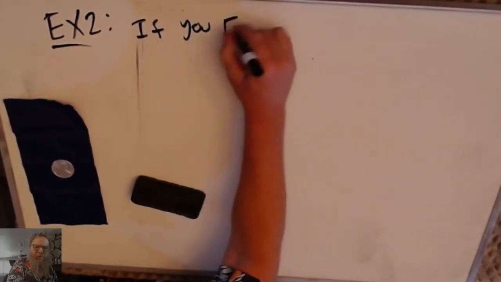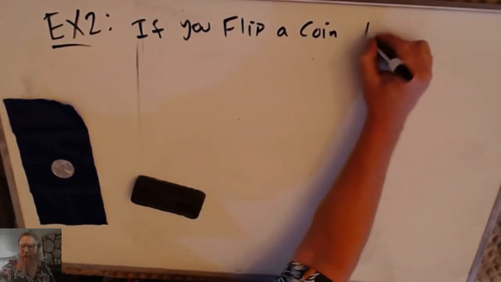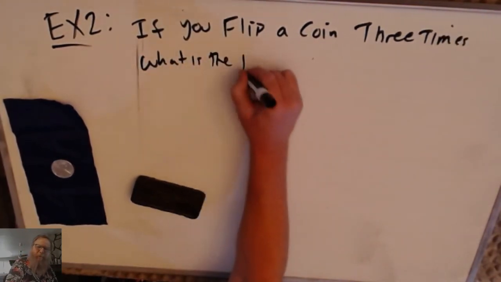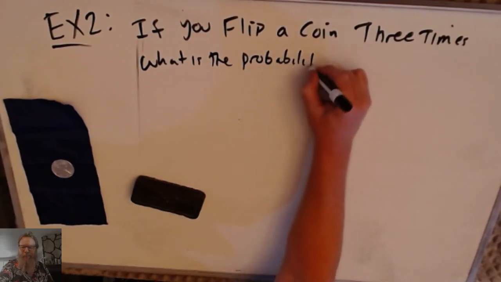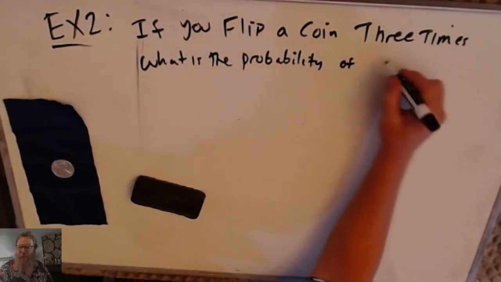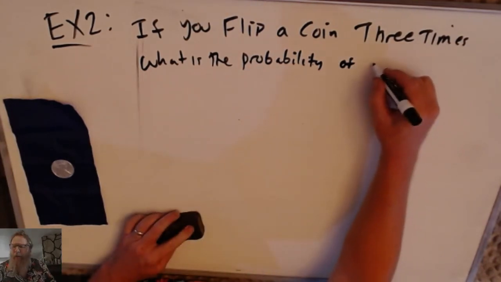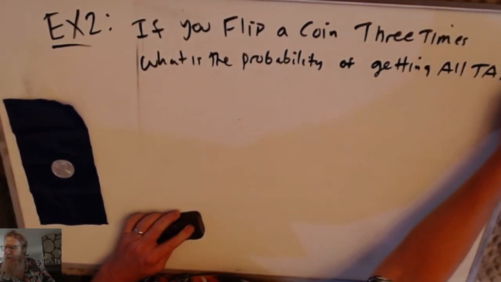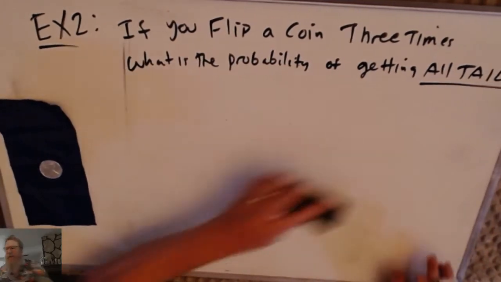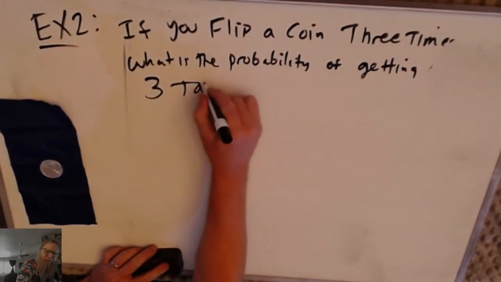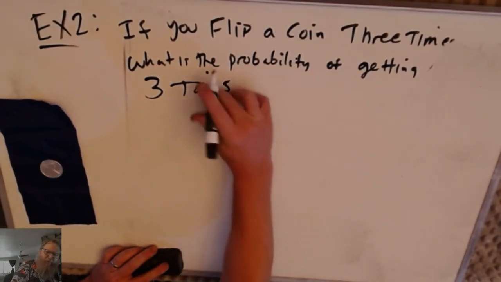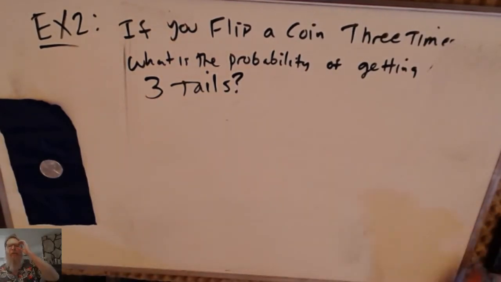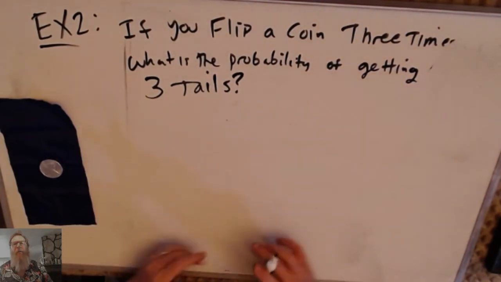If you flip a coin 3 times, what is the probability of getting all tails? So tails every time. I guess I should put a question mark because I'm asking a question. So what's the probability of getting 3 tails?